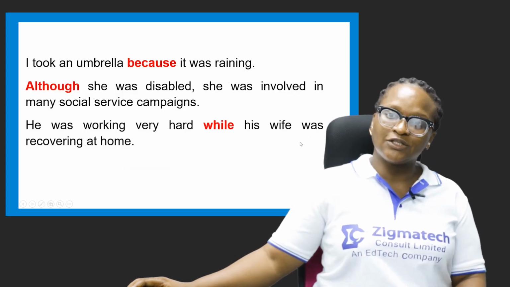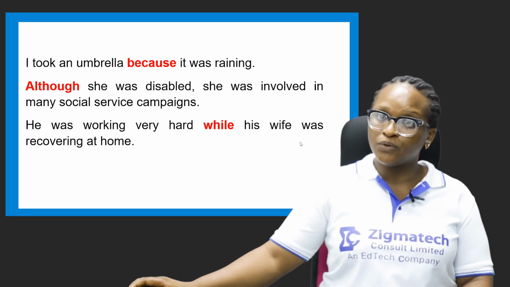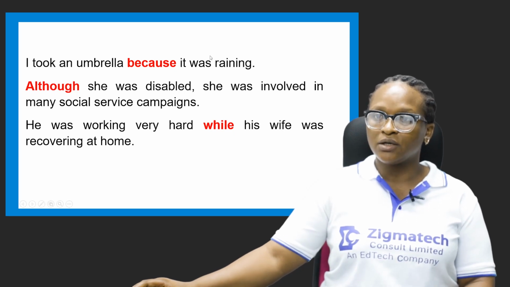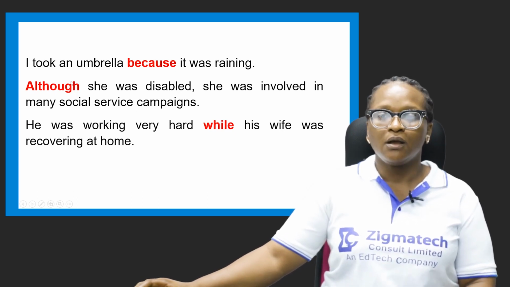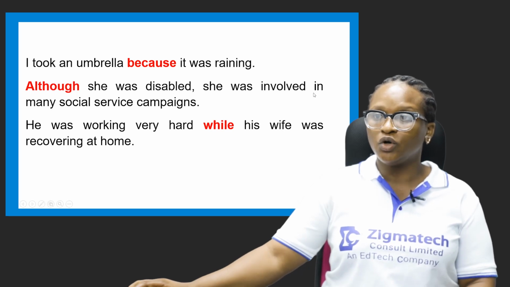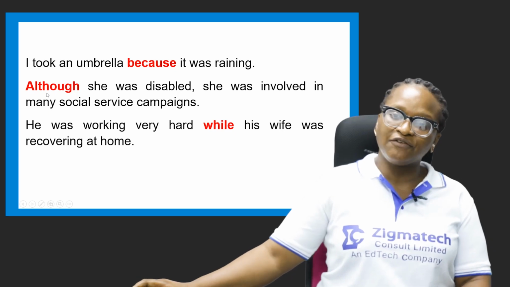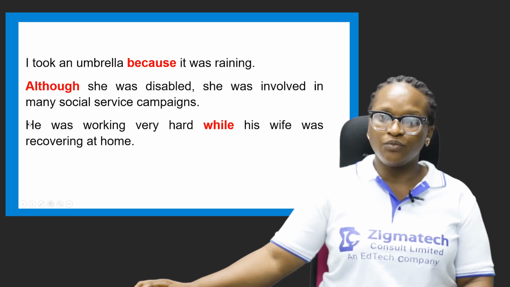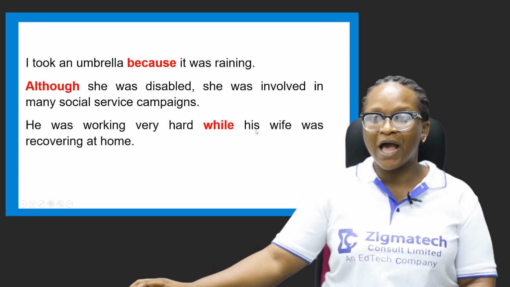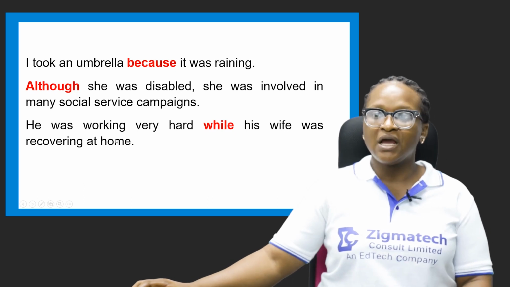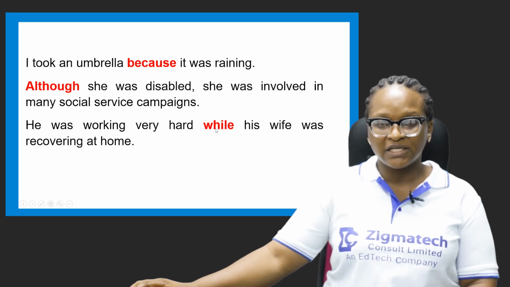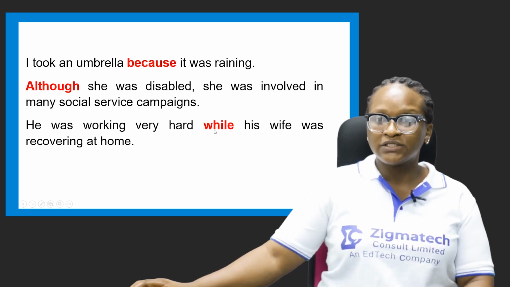All right, now let's look at some sentence examples of subordinating conjunctions. It says, I took an umbrella because it was raining. That's reason. Although she was disabled, she was involved in many social service campaigns. Although is a subordinating conjunction of concession. We saw it. Then we have, he was working very hard while his wife was recovering at home. That's time. Subordinating conjunction of what? Time. So you must know what they are used for.